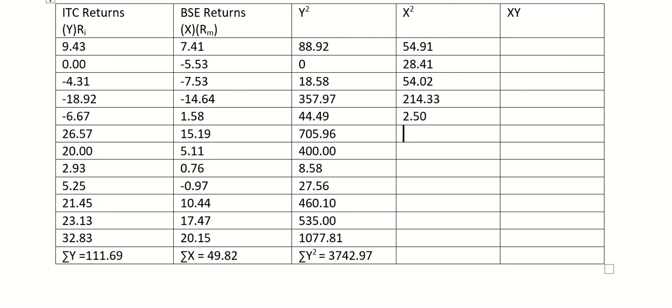Then we have 230.74. Then 5.11 into 5.11 is 26.11, 0.58, 0.94. Then we have 108.99. Then we have 305.20, right? Then we have 406.02.